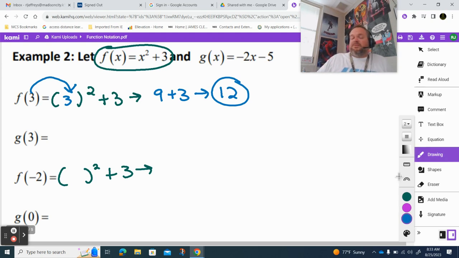Now we're going to do it for this one right here. We're sticking with the F's. Some of y'all are really familiar with F's, so we're going to stick with those.